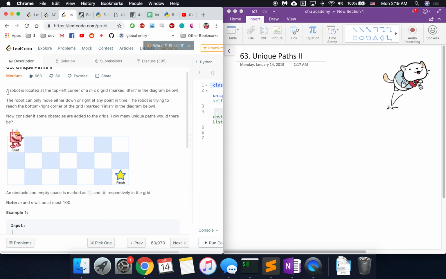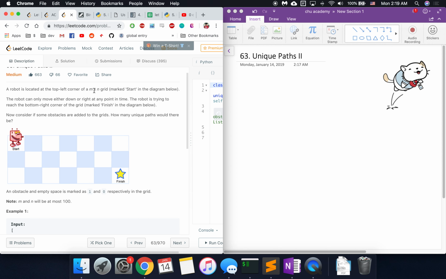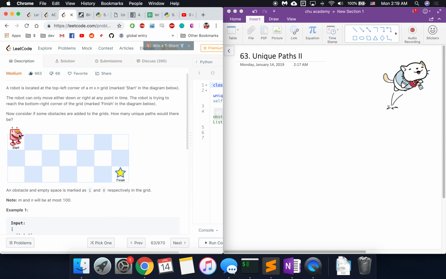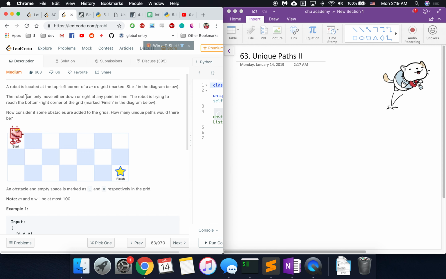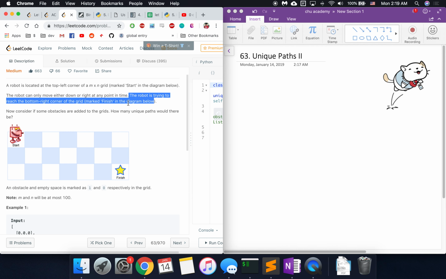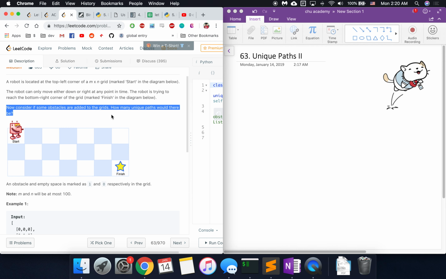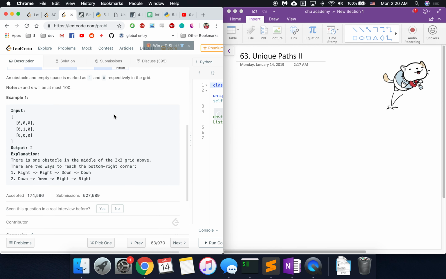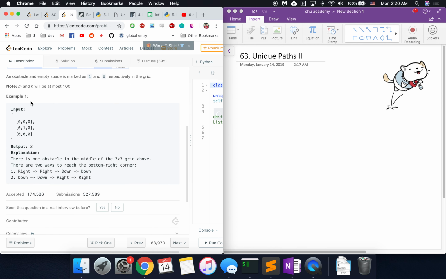So today we'll be looking at problem 63 on LeetCode.com, Unique Paths 2. A robot is located on the top left corner of an n by n grid. The robot can only move either down or right. The robot is trying to reach the bottom right corner of the grid. If there is an obstacle, how many unique paths would there be? There's only one example, so you're given this grid.